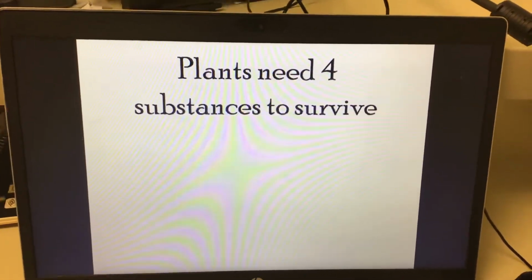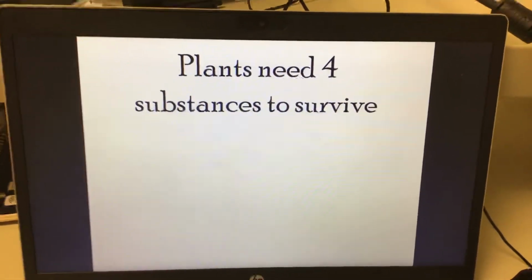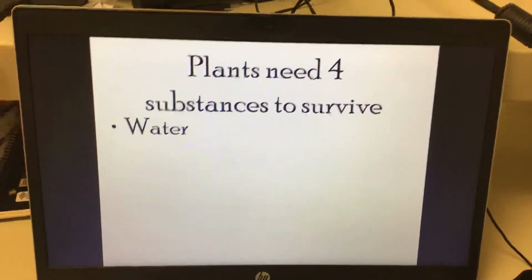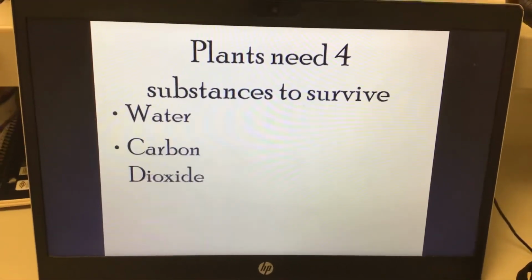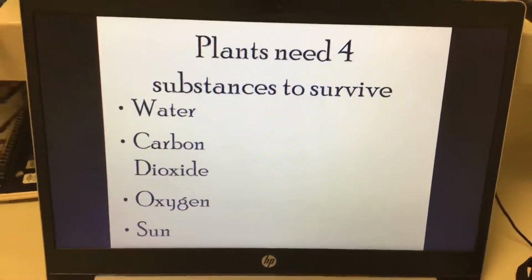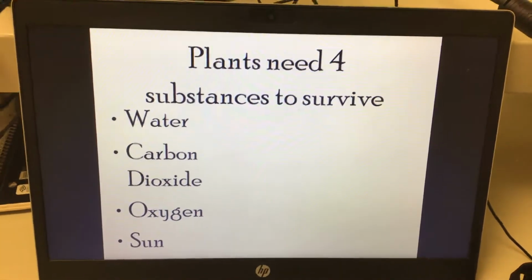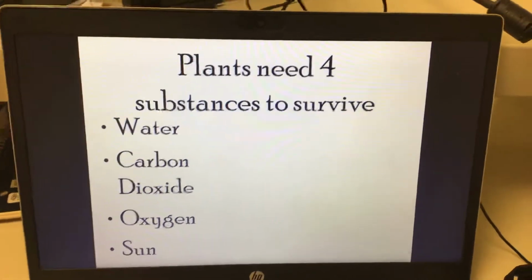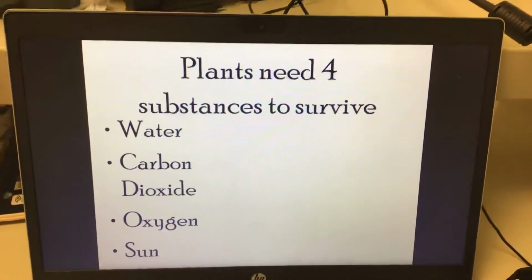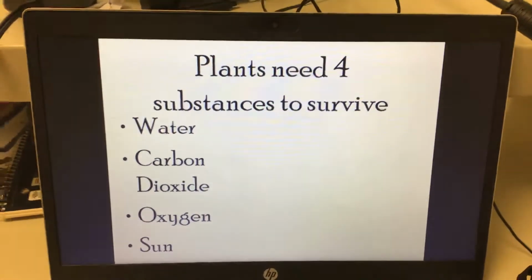Plants need 4 substances to survive. So why don't you write this down? Plants need 4 substances to survive. If I am a plant, these are the 4 things I must have. Water, carbon dioxide, oxygen, and the sun. Water, carbon dioxide, and the sun to make sugar through photosynthesis. And then you also need oxygen to take that sugar and make it into energy. So those are 4 must-haves if you are a plant.